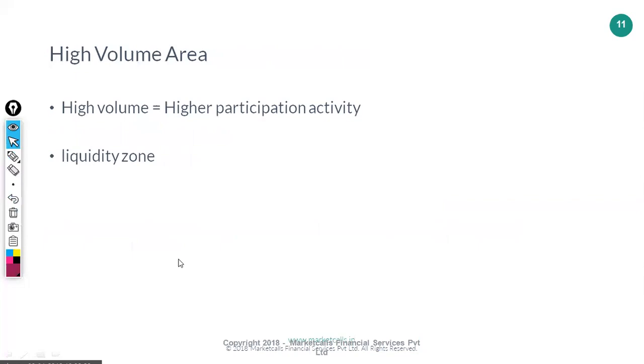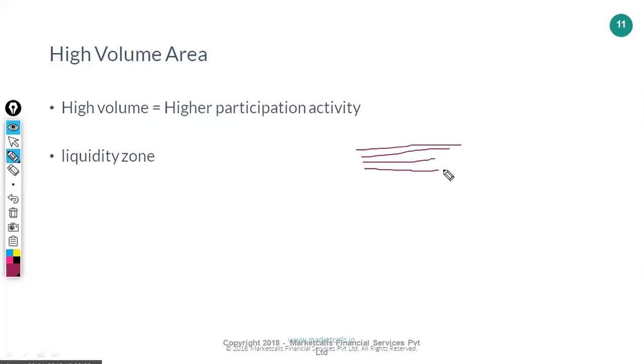Next comes the high volume area. High volume typically means higher participation in the activity. It means we are looking into a high liquidity zone. We are mostly dealing with a liquidity zone, where a high volume is the result of more limit orders there. A flood of limit orders over there.